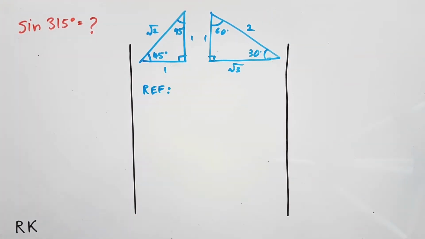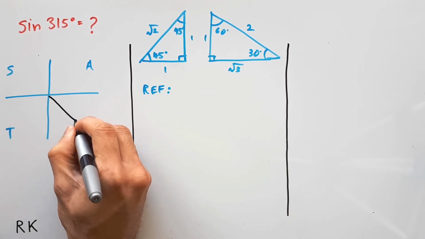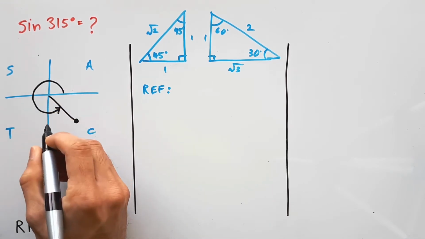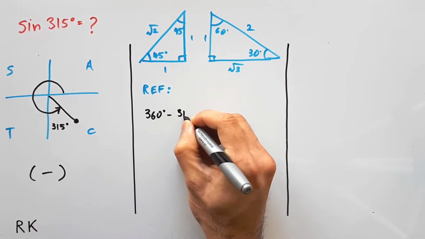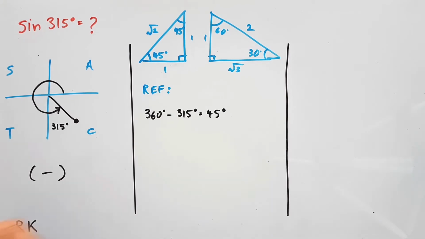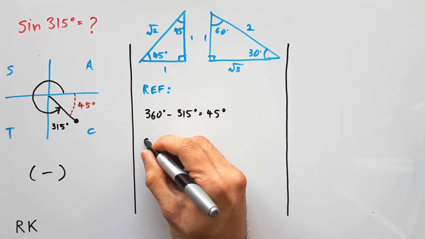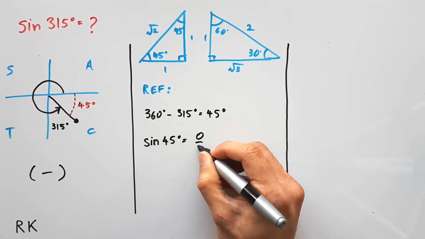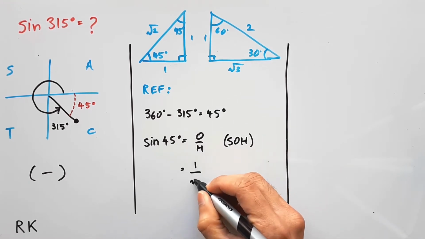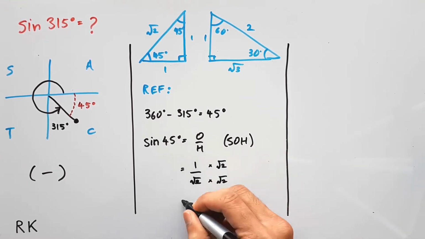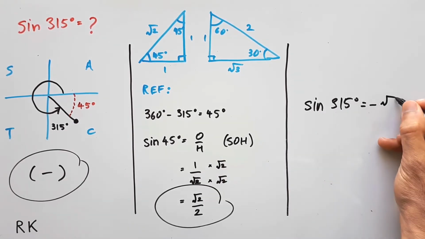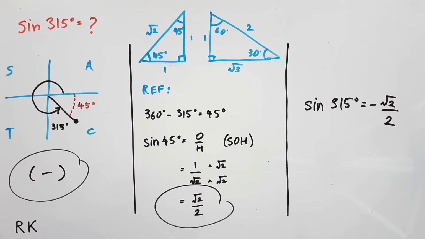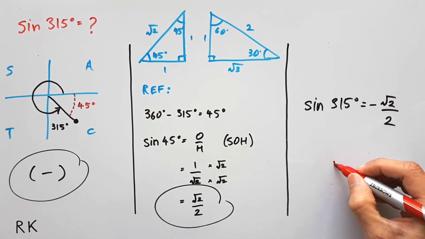Anyway, let's have a look at how we can use CAST to determine the answer to 4 problems. For sine 315, its angle is in the 4th quadrant. From CAST, we know sine is negative here. To work out its value, we can use its acute reference of 45 degrees. From our special triangles, we know sine 45 is 1 on root 2, or you can rationalize the denominator to get root 2 on 2. Put them together, and we find sine 315 degrees is negative root 2 on 2.